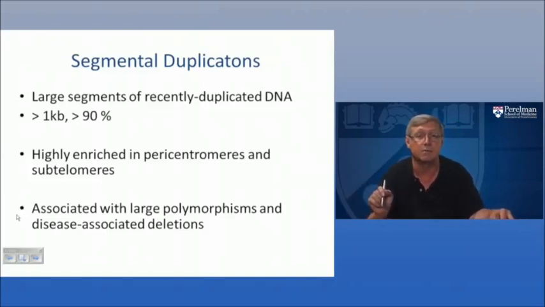They tend to be associated with large polymorphisms, so these duplicated segments differ in copy number and size from individual to individual, and they tend to also be associated with deletions that often delete out adjacent genes and cause disease.